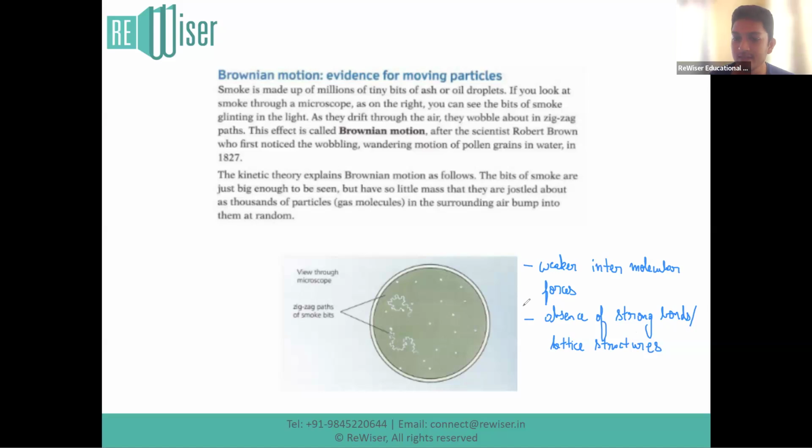And again, this is the reason why molecules in a solid do not show Brownian motion. This is seen specifically in liquids and in gases.